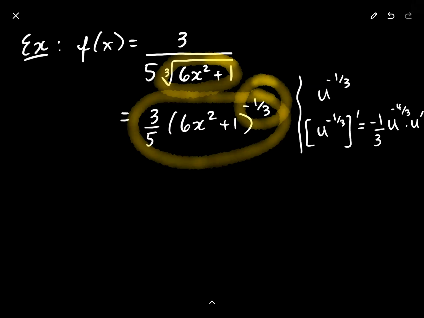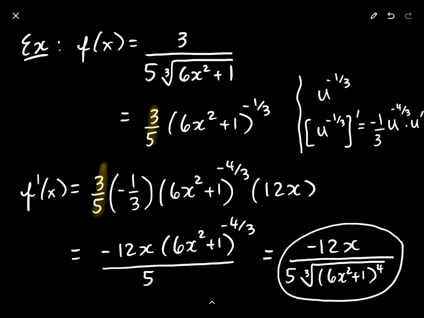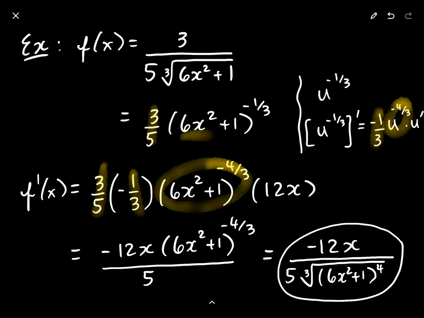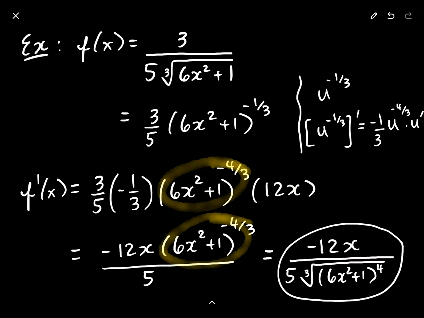The outer function is the power minus 1/3, so we'll take the derivative of u to the minus 1/3. The derivative of u to the minus 1/3 is minus 1/3 u to the minus 4/3 times u prime. So we'll keep the 3/5 in the front. We'll have minus 1/3 u to the minus 4/3, and then we'll take the derivative of the u. The derivative of 6x squared plus 1 is 12x. 3 and 3 will cancel. So we have negative 12x over 5 times 6x squared plus 1 to the minus 4/3.